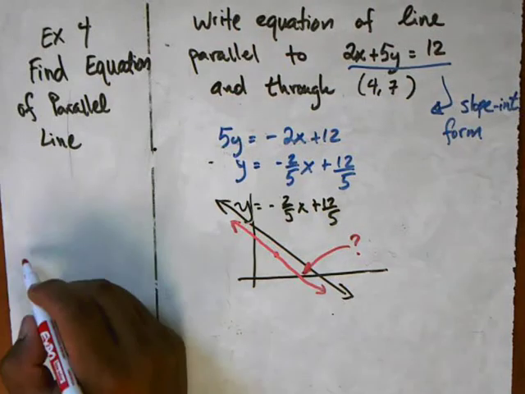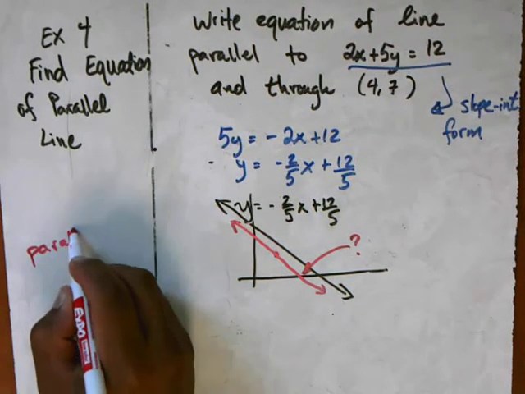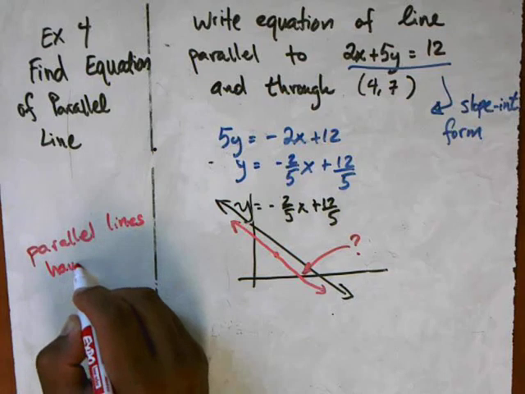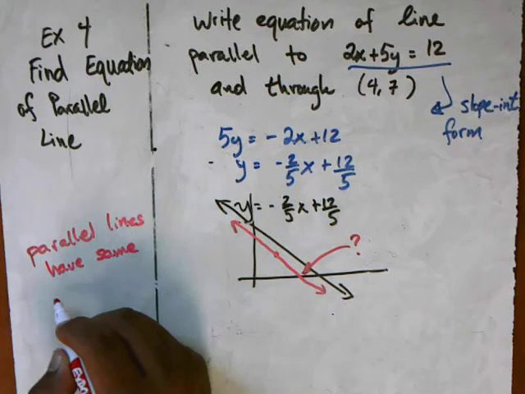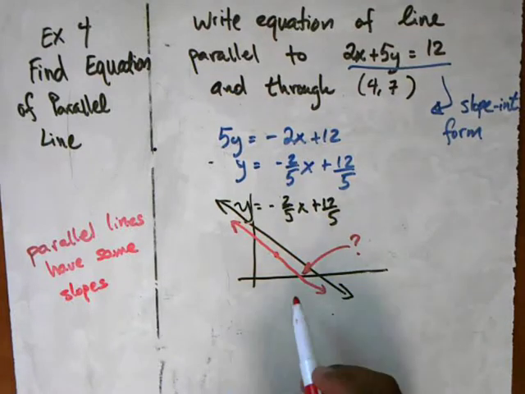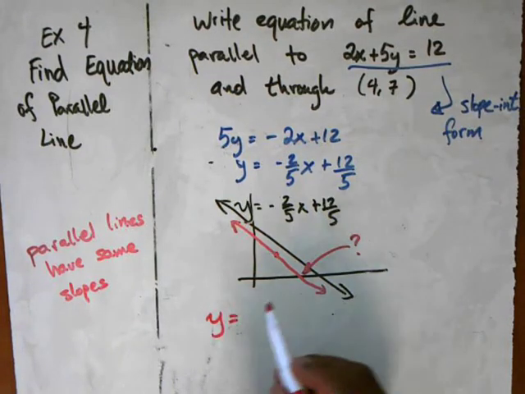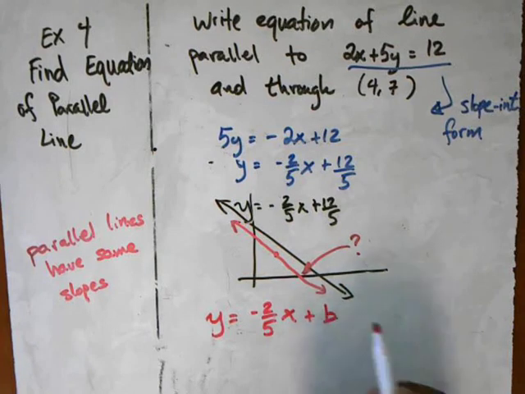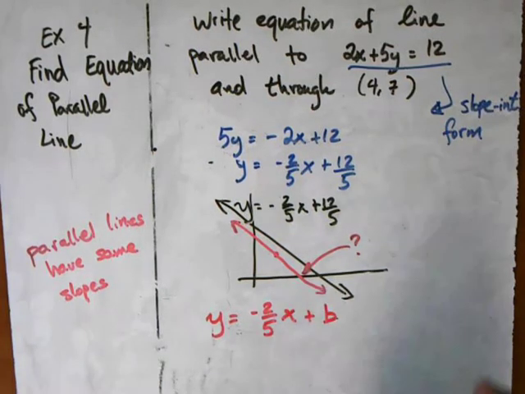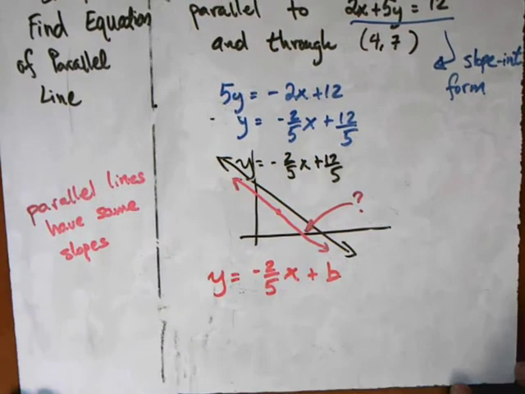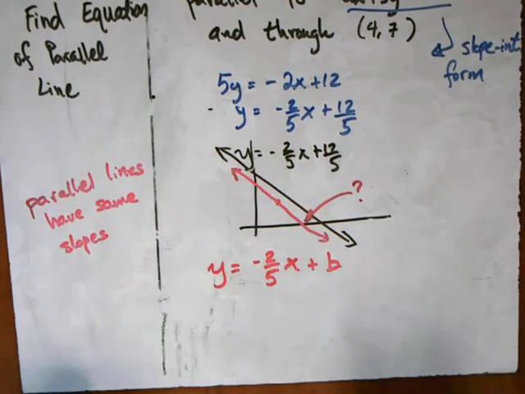Okay. Well, we know that parallel lines have the same slopes. So whatever the equation is for this red line, I know it's going to be y equals negative 2/5 x plus something, right? Because it's got to be parallel to this black line here. And then since it passes through (4, 7), I can use (4, 7) to help me find the equation of the line.